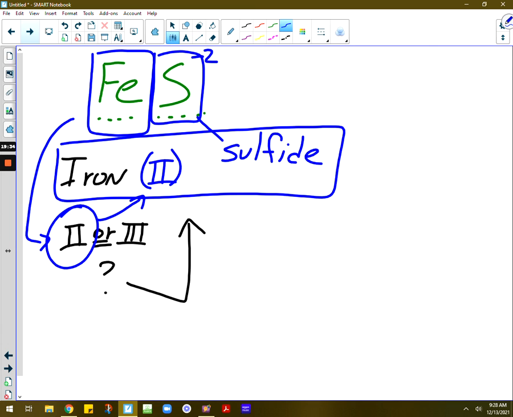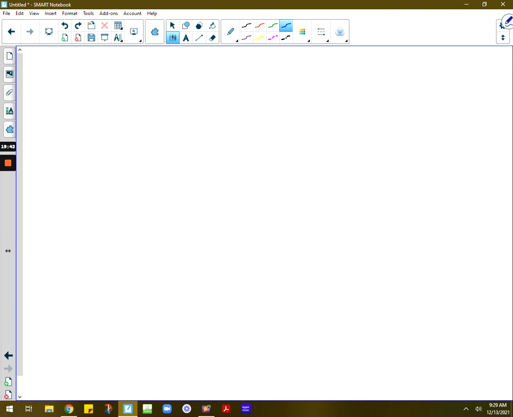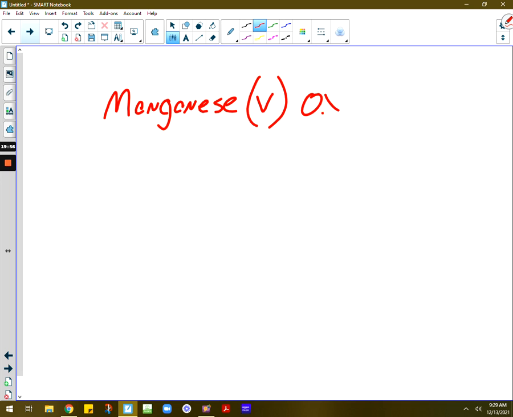Okay. Usually writing the names is a little bit easier than writing the formulas. When I have to write the formulas from the names, that can be a little bit trickier. So let's say that I've got manganese 5 oxide. Here, I have to figure out the charges. They're nice enough to tell me what the charge of manganese is. What is it? Mn has a charge of +5. Oxide is just an O with a -2.